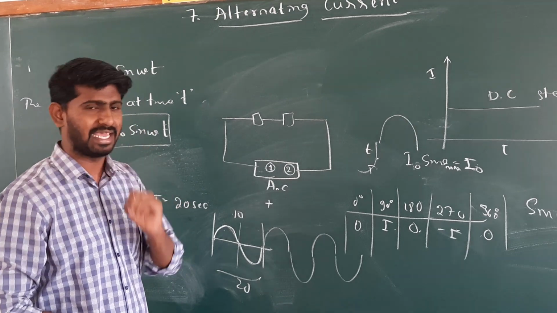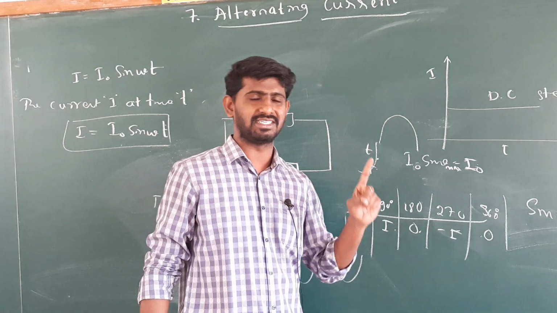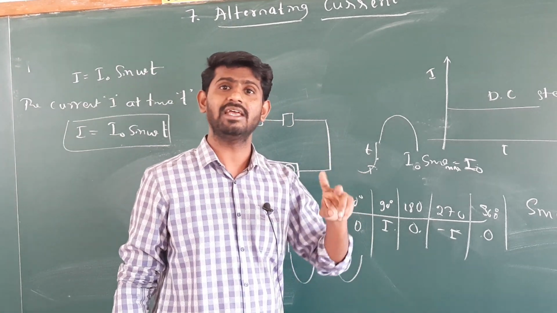So that's why the AC definition becomes: the current whose magnitude changes continuously and whose polarity reverses.